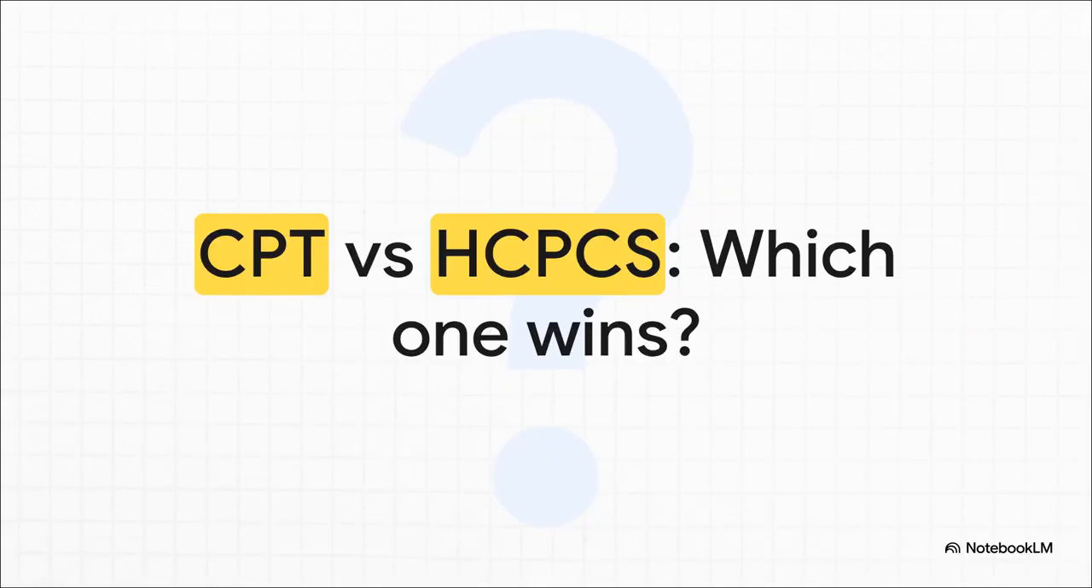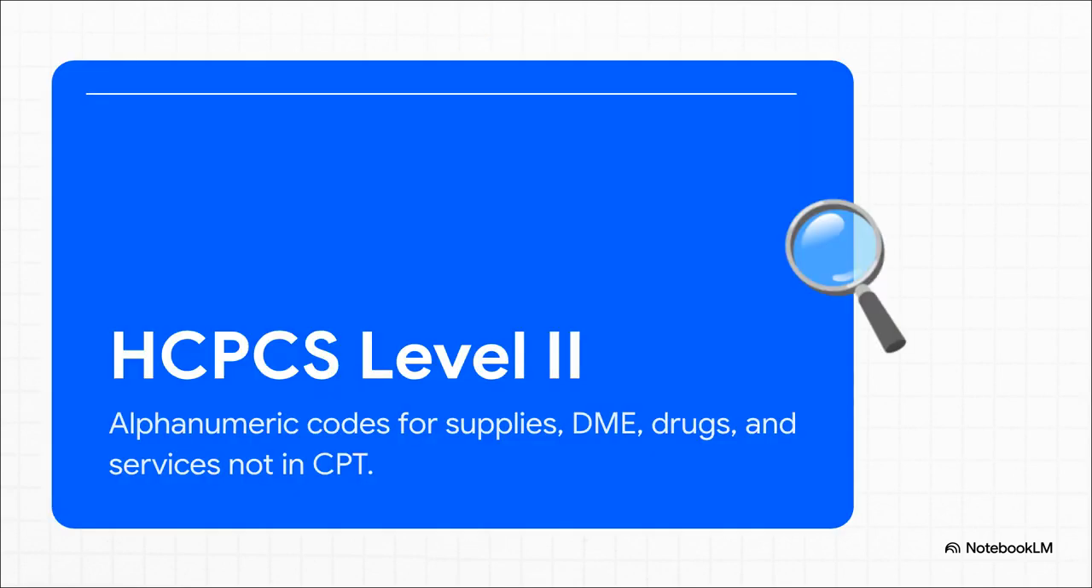So picture this. You're looking at a single medical service in a patient's chart, and bam, you realize it has both a CPT code and an HCPCS code. Which one wins? Honestly, this is a massive trap on the CPC exam. To pass, you're going to need a mental cheat code to know exactly which book to open and which code to actually report. The core difference between the two systems is actually pretty straightforward.